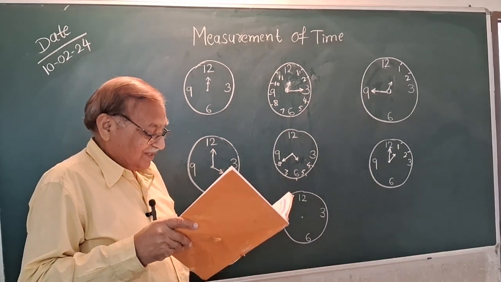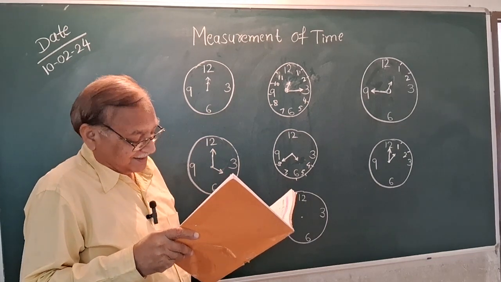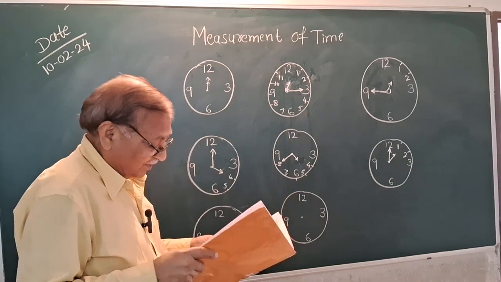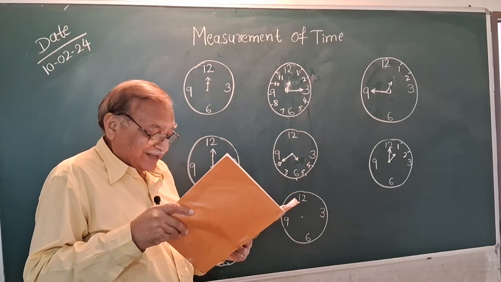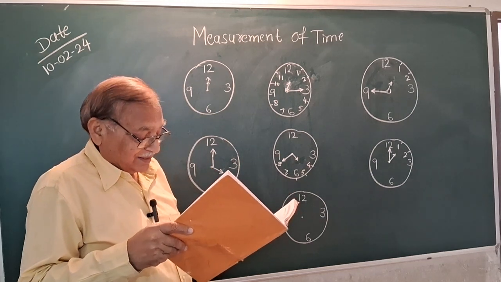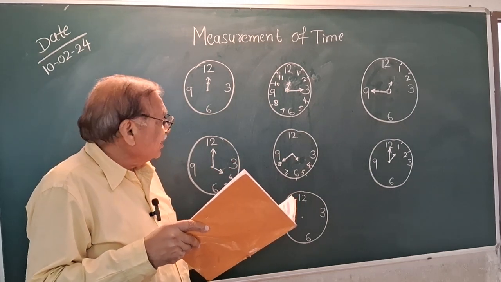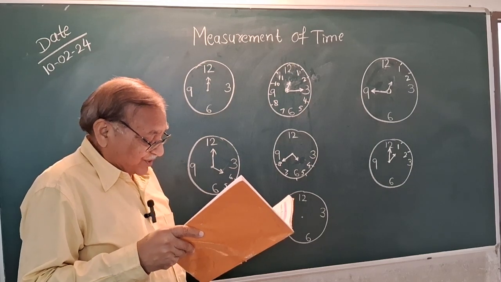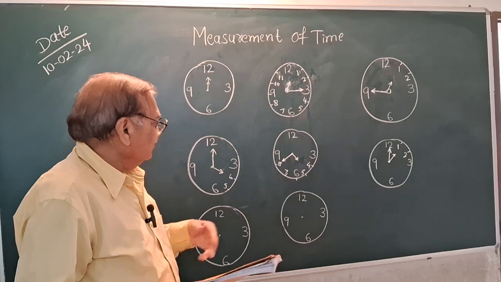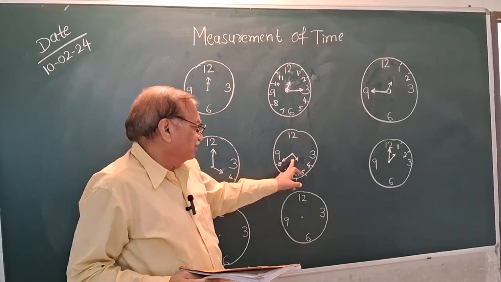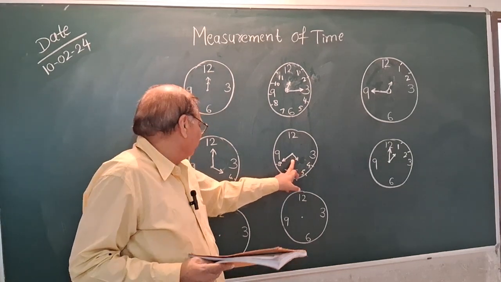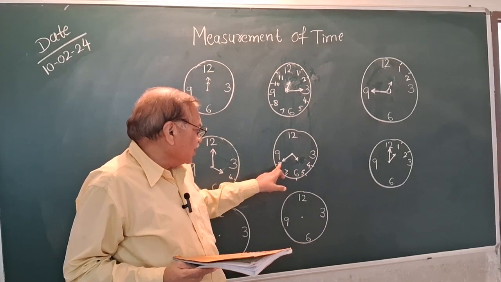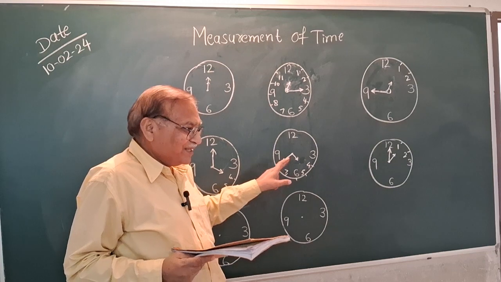Tony: I got it. If the hour hand is between 4 and 5 and the minute hand is on 8, then what will be the time? Who will tell me? See, this is the condition. The bigger hand is on 8. So what is the minutes?